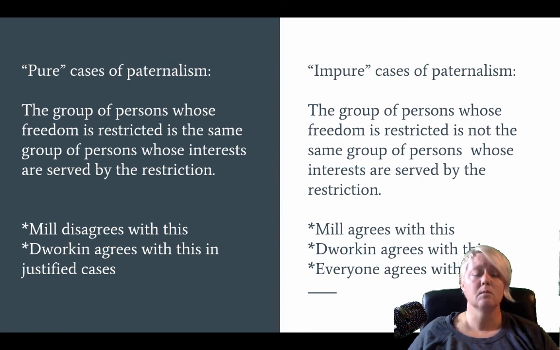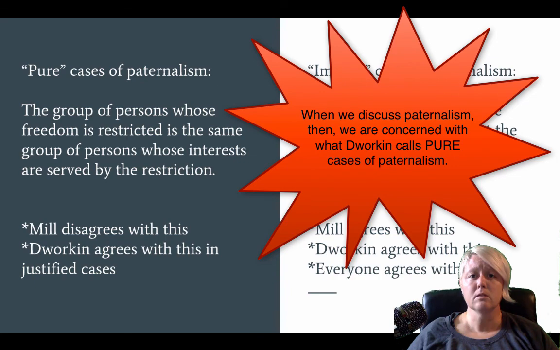Pretty much everybody agrees with this. Whereas in pure cases of paternalism, Mill disagrees with this. Despite Mill's being a utilitarian, he also believes in liberty. He believes that people are free to make choices about their own lives. So Mill rejects pure cases of paternalism. Dworkin, on the other hand, is going to argue that pure cases of paternalism are legitimate in some cases. So long as the reasons for pure paternalism are justified, it can be morally permissible.